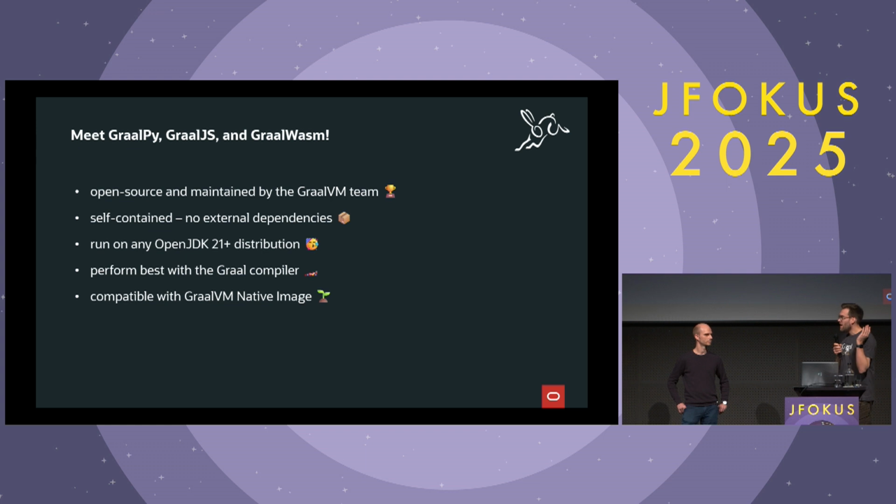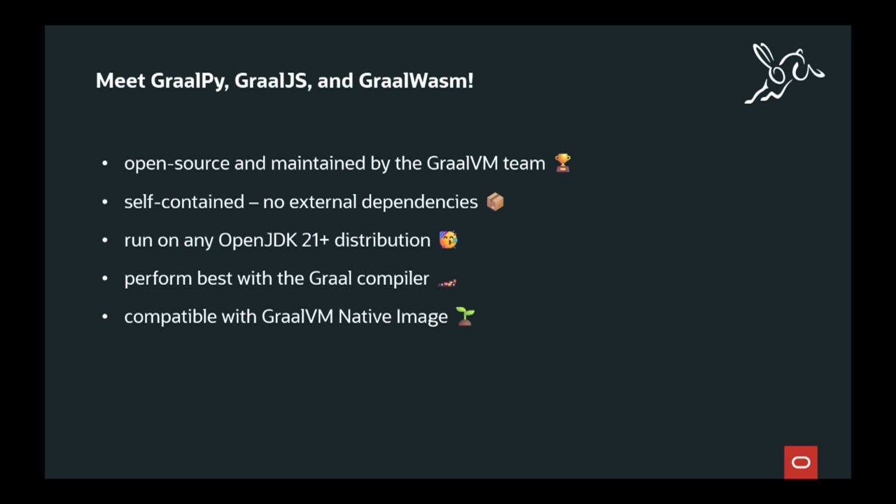So this is where our languages come in. GraalPy for Python, GraalJS for JavaScript, GraalWebAssembly or GraalWasm for WebAssembly. All of them are open source. They're maintained by the GraalVM team. And they are self-contained. They have no external dependencies. In fact, they're just Maven dependencies, as you will see in just a bit. And they run on any OpenJDK 21+.